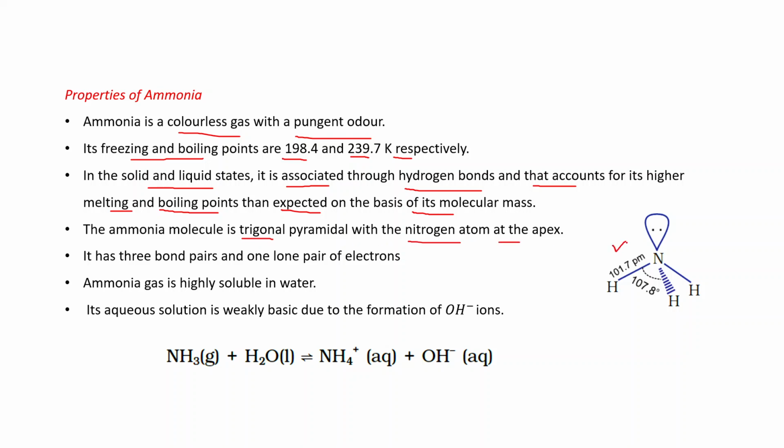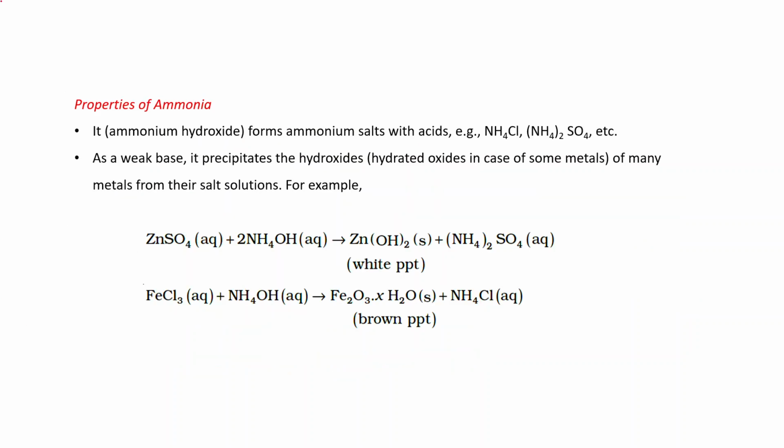It has 3 bond pairs and 1 lone pair of electrons. This is highly soluble in water and its aqueous solution is weakly basic due to the formation of OH minus ion. You can see this is NH3 plus H2O. It forms NH4 plus and OH minus ion. Simply, when ammonia is dissolved in water, it forms ammonium hydroxide, NH4OH.